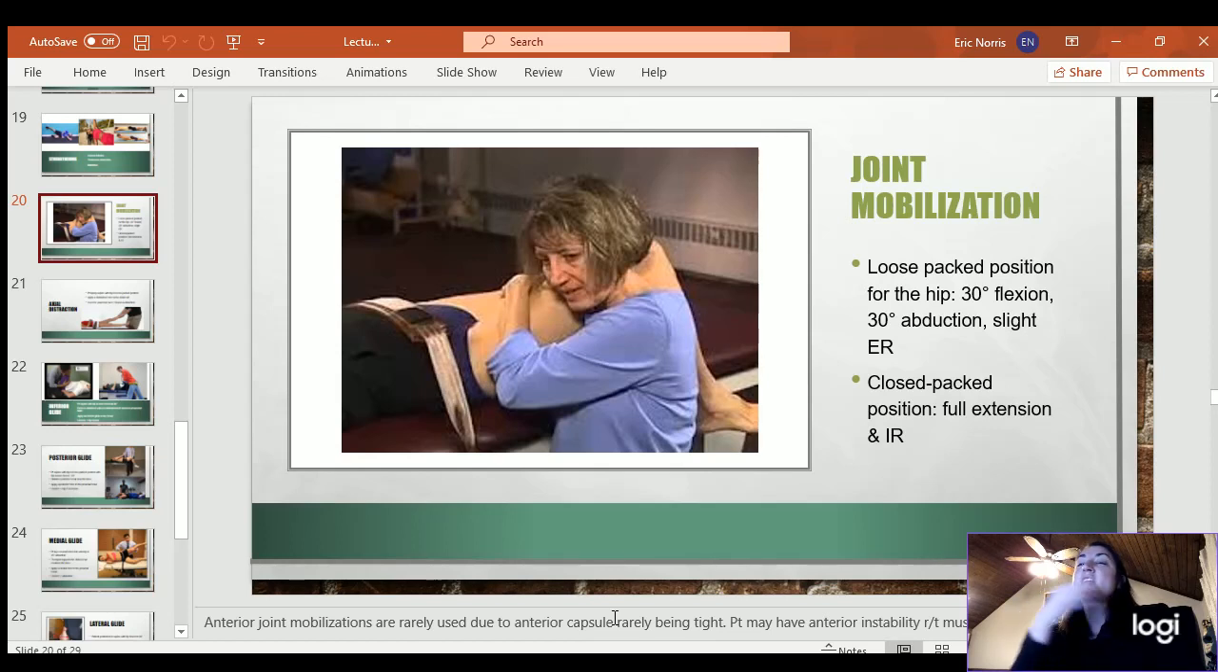But if there is anterior instability, it could be related to a loose capsule, which means we also need to stretch the posterior and do hip stabilizing exercises, or to a muscle imbalance. So if it's a muscle imbalance, make sure you're stretching whatever's tight and strengthening whatever is weak.